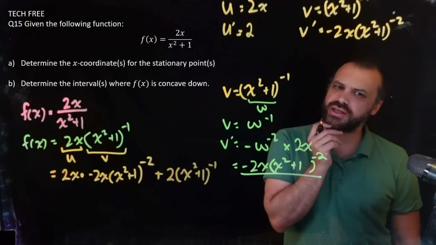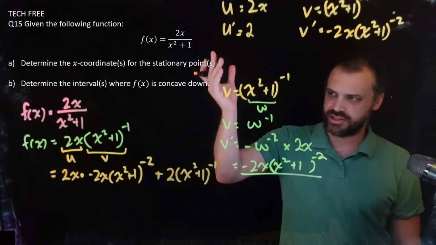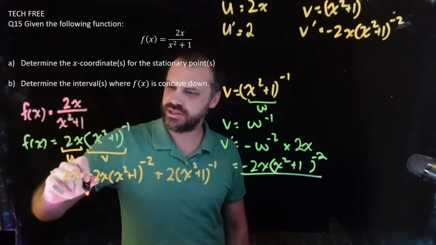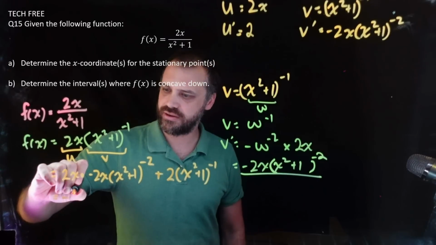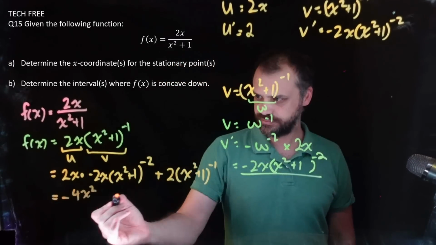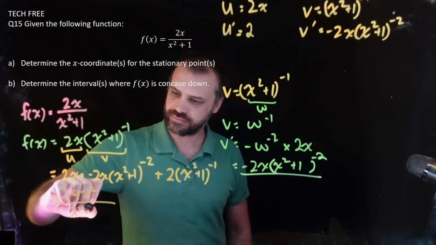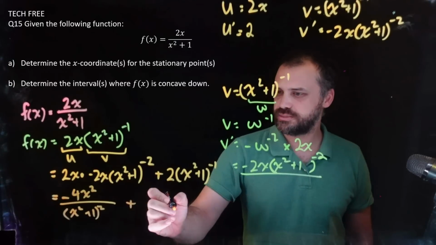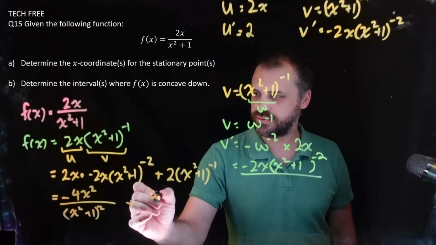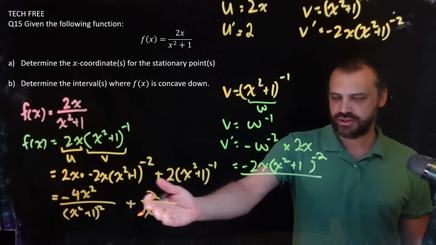What's a good idea here? I feel like from here, these negative powers are more trouble than they're worth. This is tech-free. So this is 2x times negative 2x. So that's negative 4x squared. And then this thing here is x squared plus 1 squared. Great. And then this bit is just the 2 over, and then just x squared plus 1.